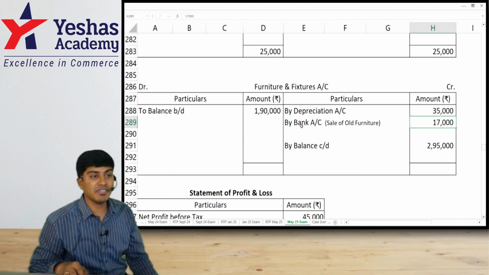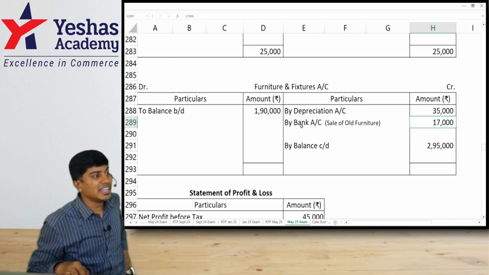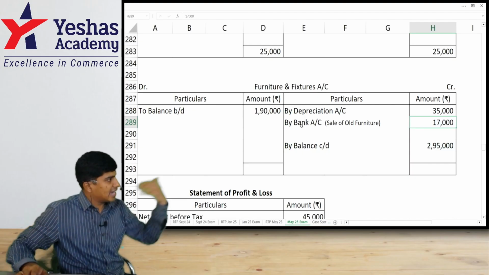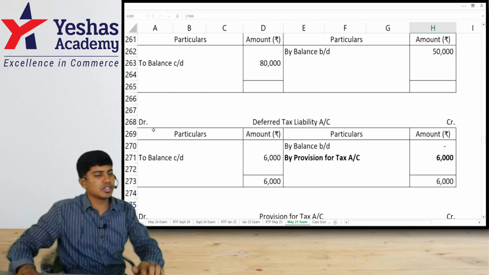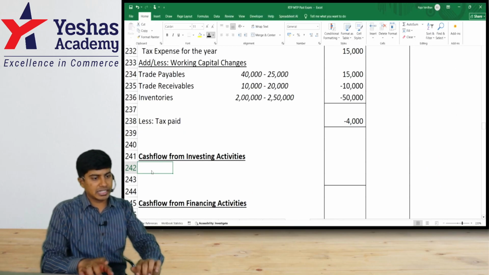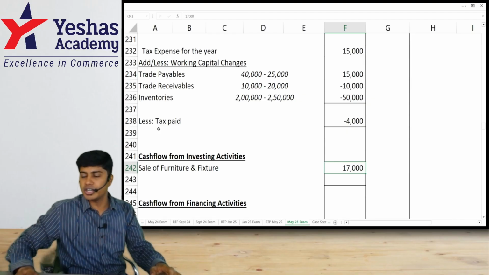Asset sold. Operating, investing, financing. Is it operating, investing or financing? Investing. Inflow, outflow. Asset is sold. Cash is inflow. So I'll write cash inflow 17,000. Come to cash flow statement. Under investing activities, I'll write sale of furniture 17,000 inflow positive.